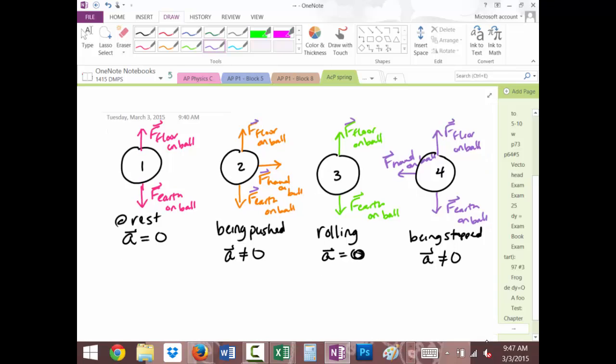All right. I told you we were on the cusp of something big. Let's take a look at this. Do you notice anything in common in these 2 situations, in situation number 1 and situation number 3? What do they have in common? What do you notice? If the acceleration is 0, there's only 2 forces. There are only 2 forces. Does it have to be that there are only 2 forces?